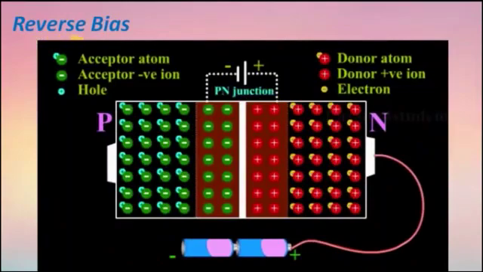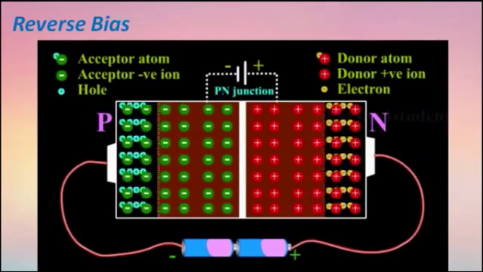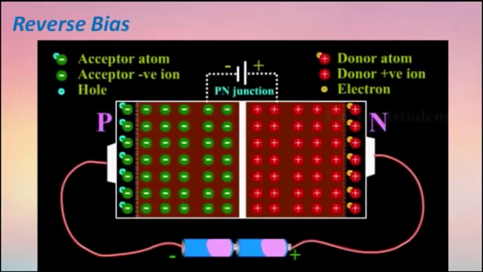Now we are going to see reverse bias. Consider the PN junction diode. We apply an external potential. Here the negative terminal is connected to the P-type region, and the positive potential is applied to the N-type region. This bias is called reverse bias.